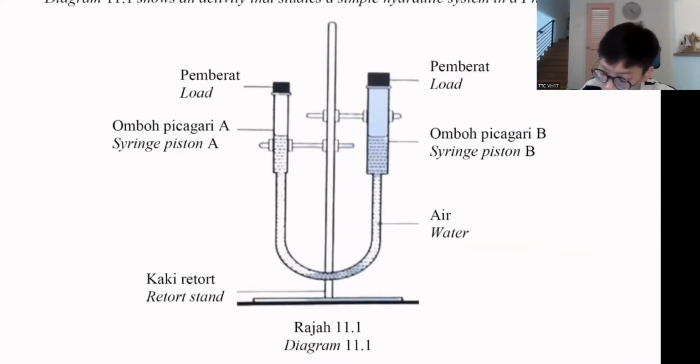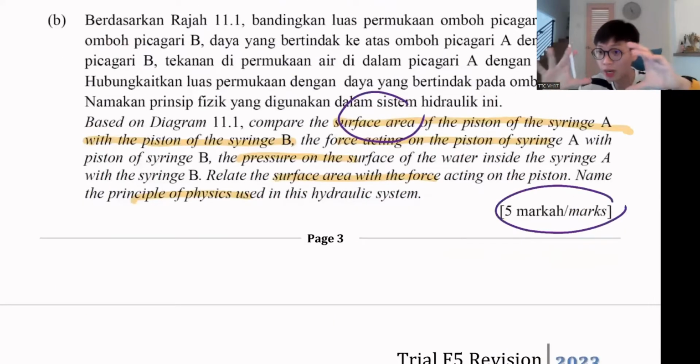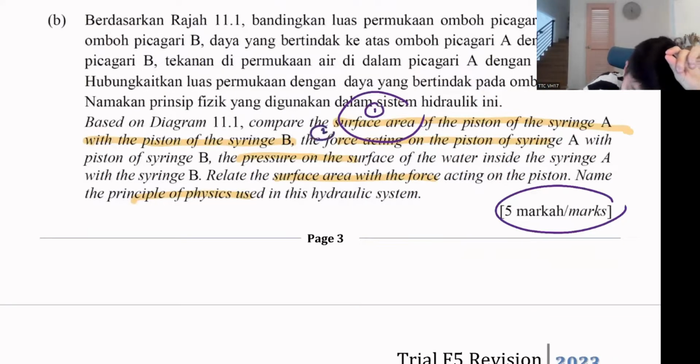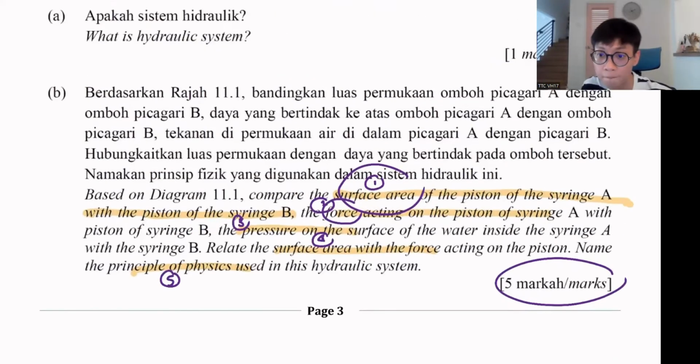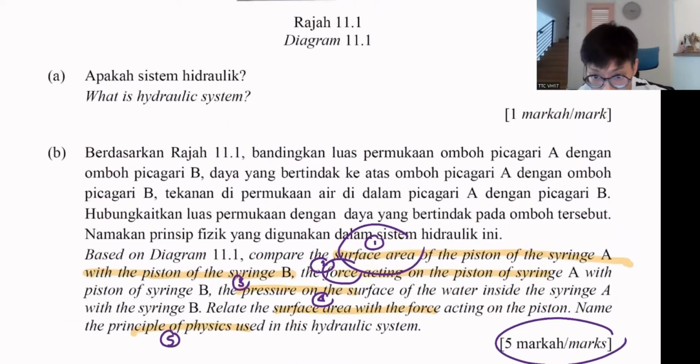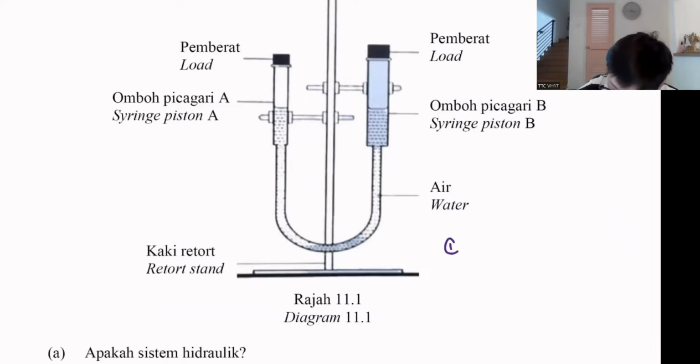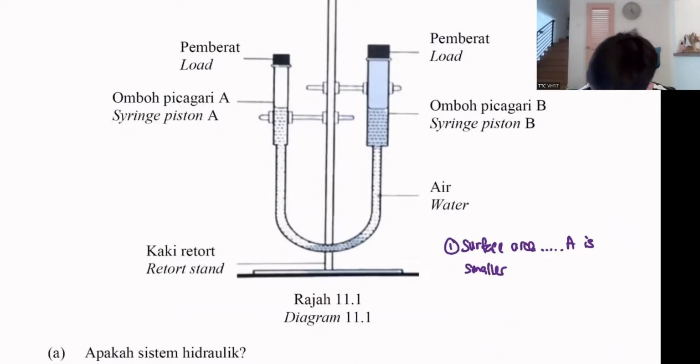So usually 5 marks, my strategy is we try to identify the 5 questions in the question. First one is surface area. Second one is force acting. The third one is compare the pressure. The fourth one is surface area. Fifth one is principle of physics. All right. So let's do this together. The surface area of the piston. So we can say the first one is what? Your surface area of the piston in A is what? Smaller or lower than the surface area in B.